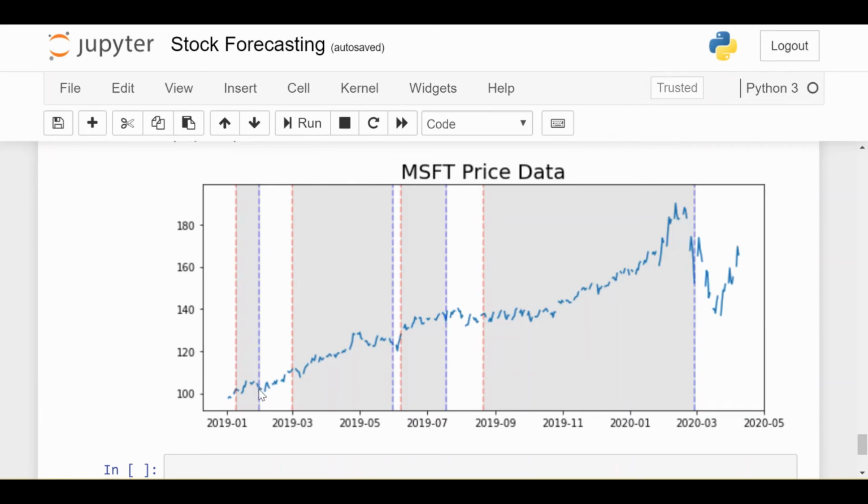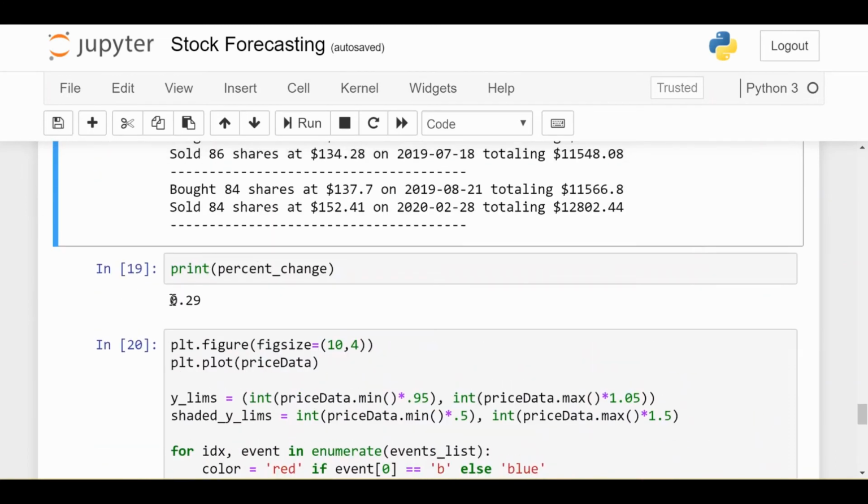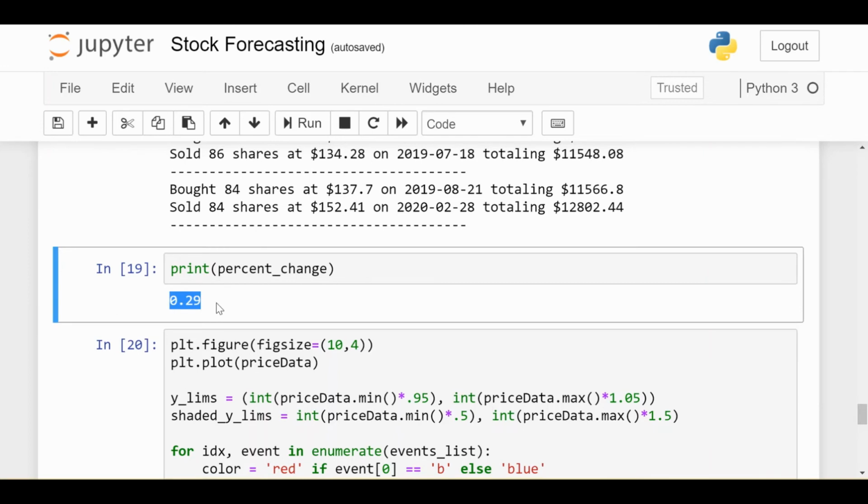And you can see that since the graph is higher here than here, we made a profit. And this gray area represents times when we are holding shares of the stock because that's between a buy and a sell. We can see that, for example, here's a very large period of time where we bought over here and we didn't sell until right here, which is just when the coronavirus crash started to happen. And then we can print out the percent change. So if we print out the percent change, we see that in this period of time, our initial value of $10,000 went up by 29%. So we made $2,900 in this period.